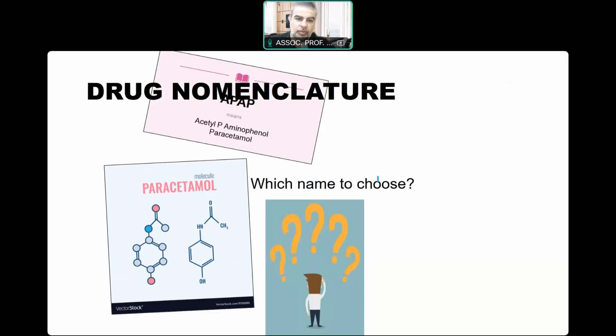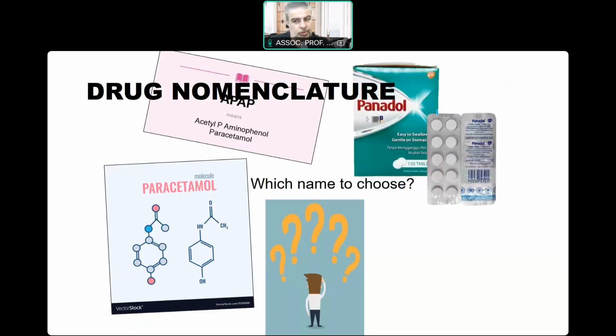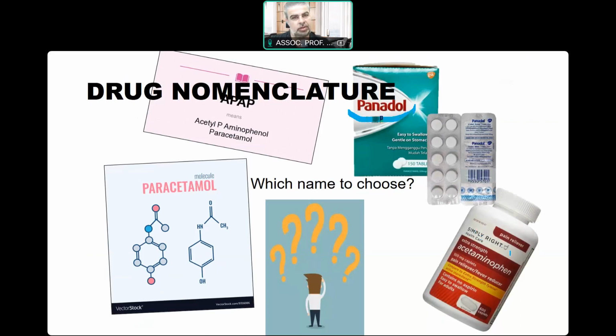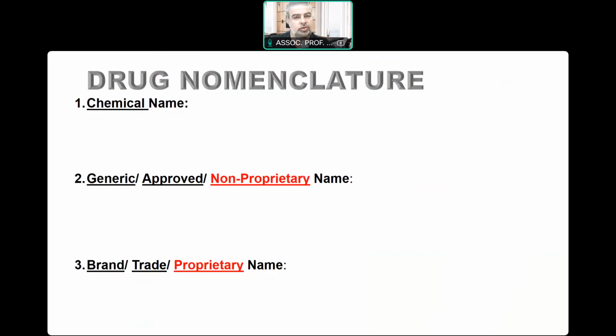Sometimes we find it in the name of acetyl p-aminophenol, APAP. In other situations, we find it under the name of Panadol, which is the same PCM. In some other instances, we find it under the name of acetaminophen. So which one is for us to choose as medical students and also as medical professionals later? To answer this question, we have to know that every drug has 3 names.